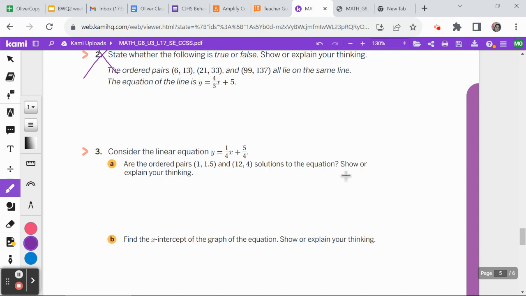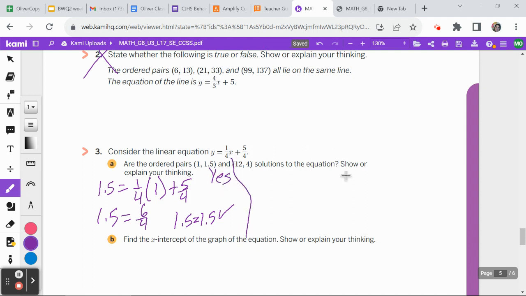Okay, so here I would take my y is now 1.5 equals 1/4 times 1 plus 5/4. Okay, well, this is 1/4. So is 1.5 equal to 6/4? Well, if you want, you can take your calculator and take 6 divided by 4, and you get 1.5 equals 1.5. So this one is a yes. So do the same type of steps to find out if 12/4 is a solution.